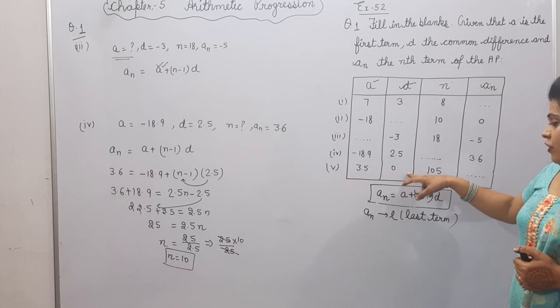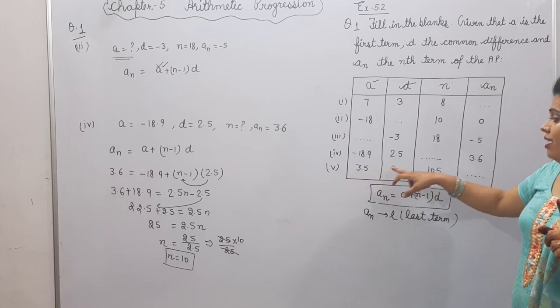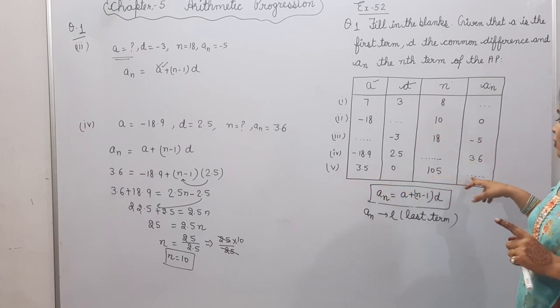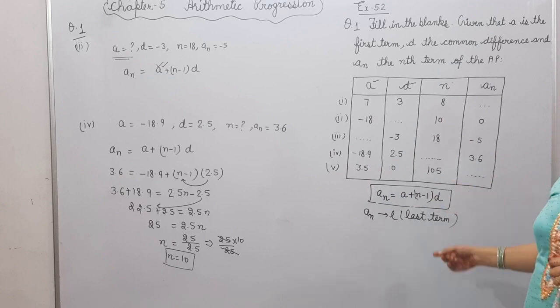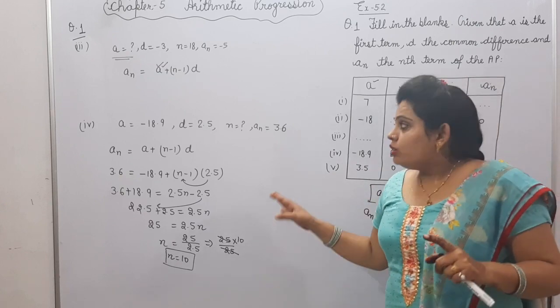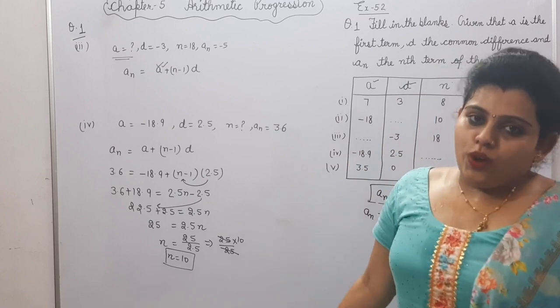Now only for the fifth part, in this a is given, d is 0, the number of terms is given, and we have to find an. So dear students, try the remaining parts of this question yourself.